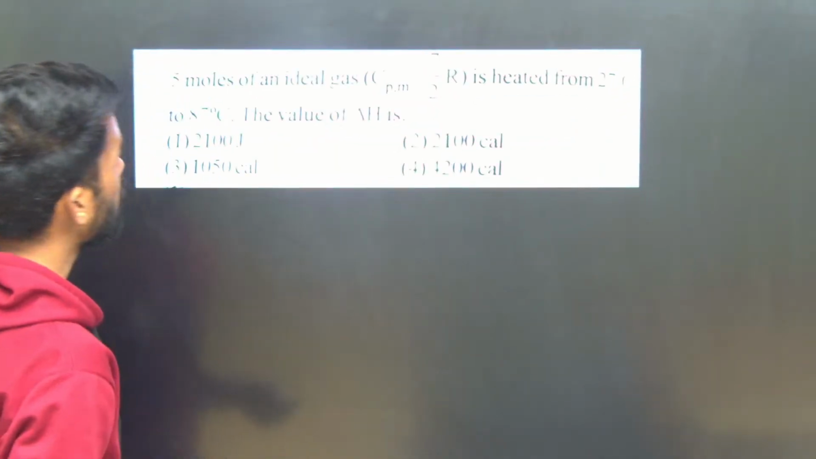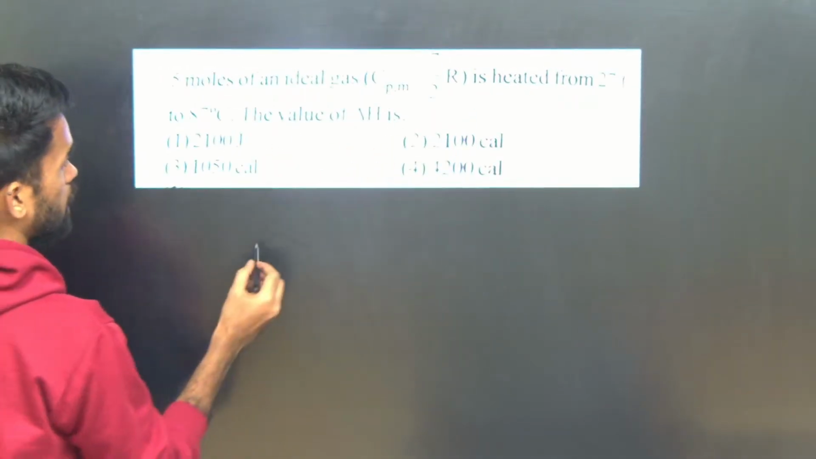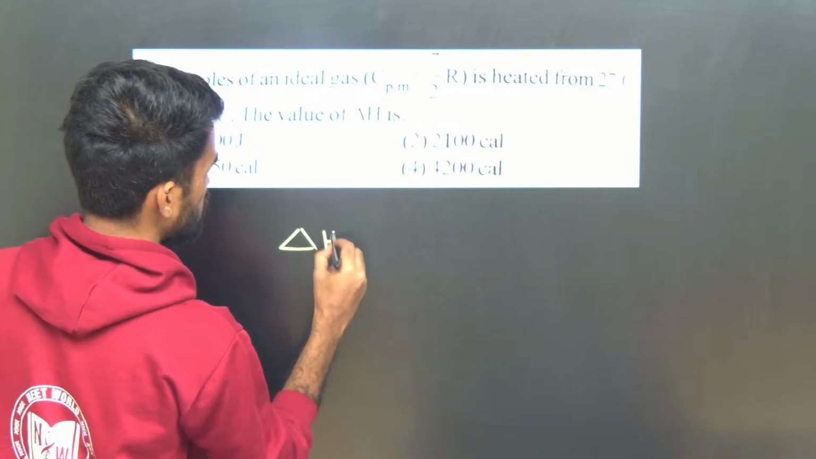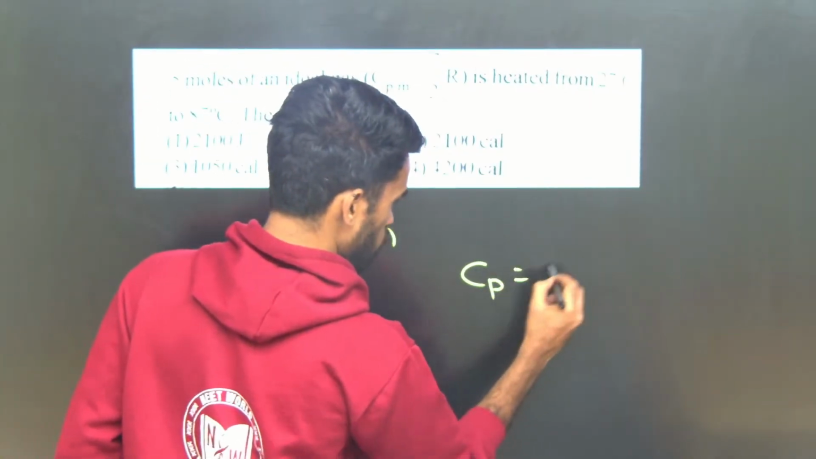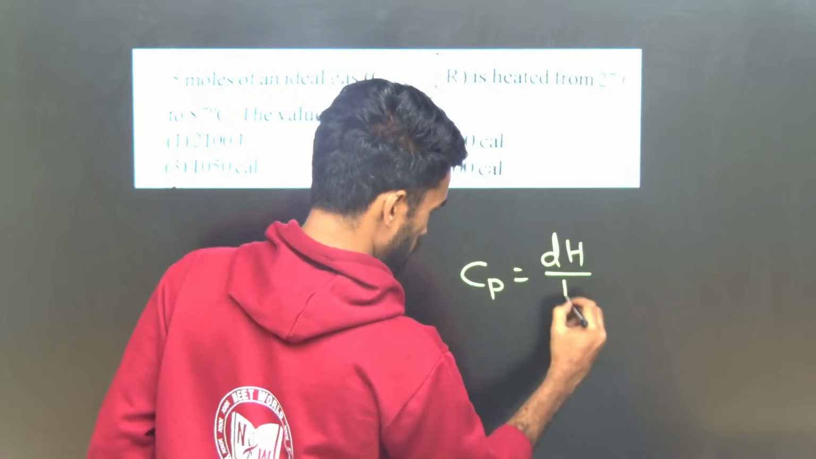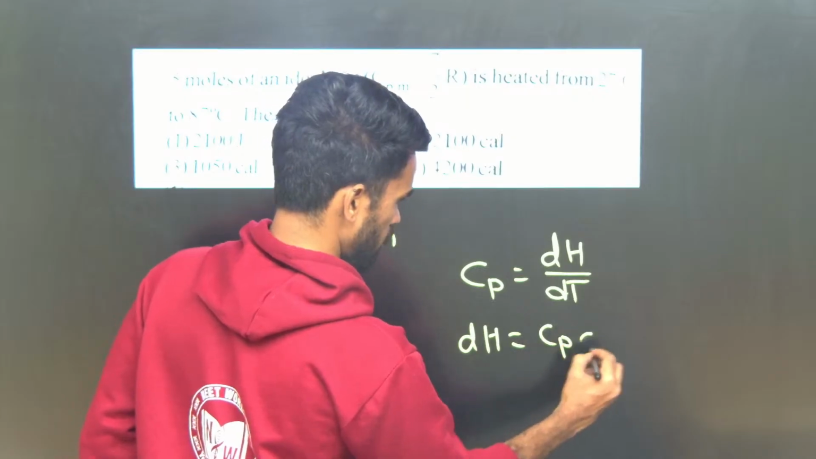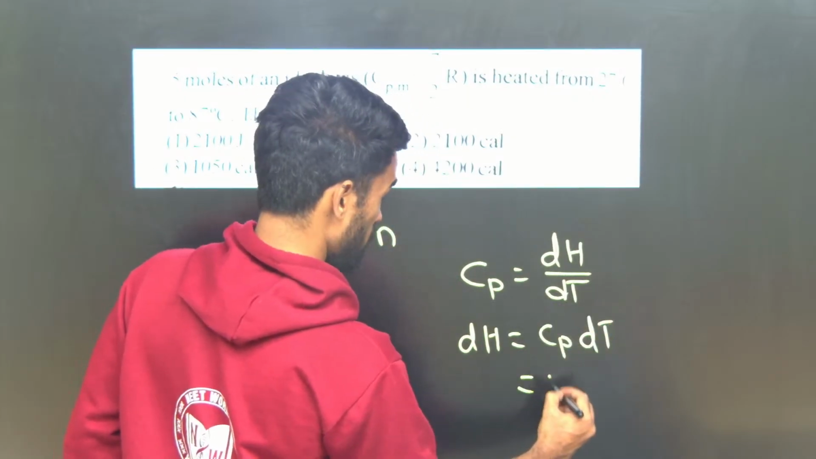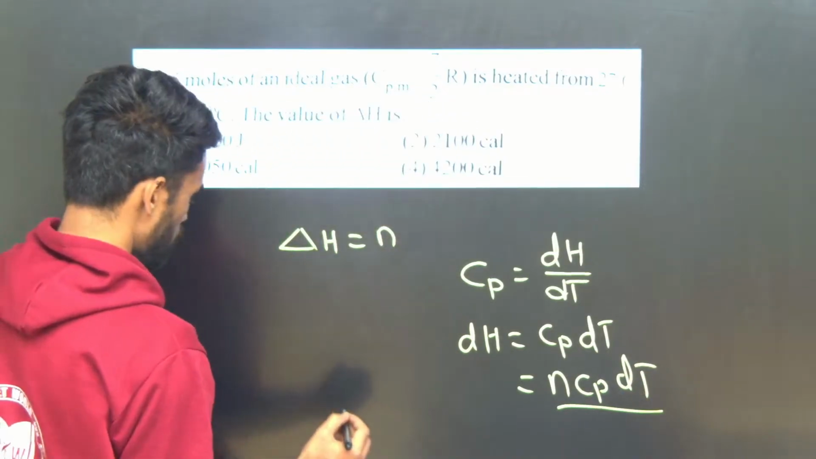Five moles of ideal gas having Cp values given, heated, then find the delta H. So delta H is nothing but n. See, just now I told you Cp equals dH by dT. From this I want dH, then I can write Cp dT. This is for 1 mole. If it is for n moles, nCp dT. So I can use this equation here.